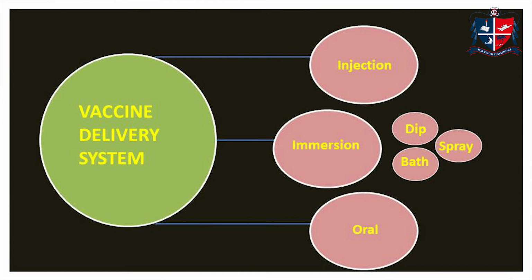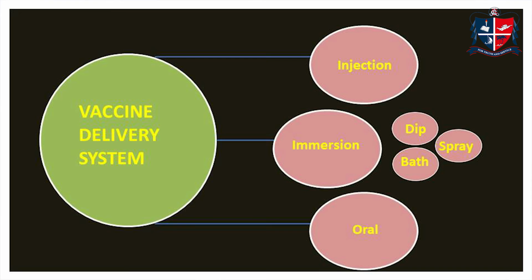Moving on to the vaccine delivery system. Mainly, there are three methods of delivering or administering vaccine into a fish body. They are injection, immersion and oral. Among these three methods, the injection method of vaccination is considered superior because by injection, the vaccine will directly enter into the fish body.